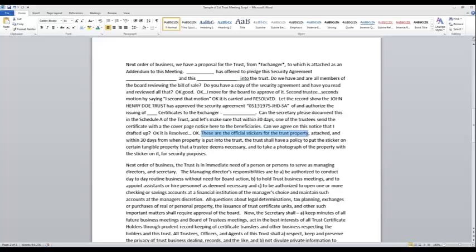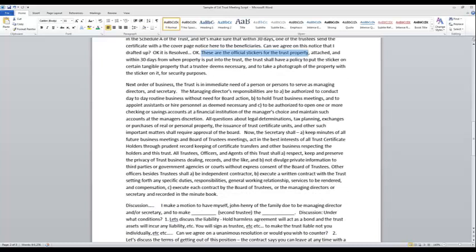The trust shall have a policy to put a sticker on certain tangible property that a trustee deems necessary and take a photograph of the property with the sticker on for security purposes. Okay, do you have to do that? No, you don't have to do that. I'm just going above and beyond, throwing in anything you might need.